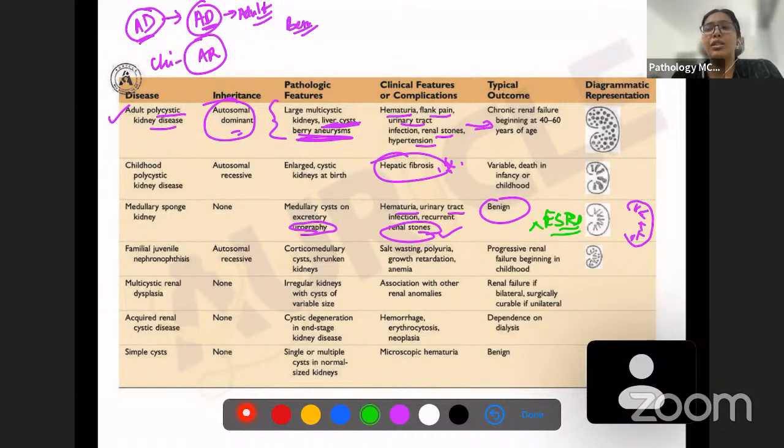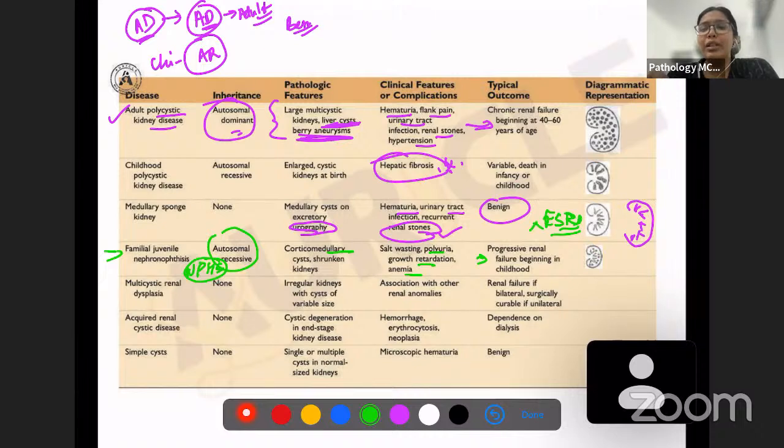The rest of the other congenital diseases will eventually lead to end-stage renal disease. The rest of the other nephrotic syndromes will essentially lead to end-stage renal disease. Diabetic kidney will also lead to end-stage renal disease. Then we have another genetic condition, familial juvenile nephronophthisis. This is an autosomal recessive condition caused by NPHS genes. It affects the corticomedullary junction, and you will have polyuria, growth retardation, and anemia. Again, it will lead to progressive renal failure and end-stage renal disease.